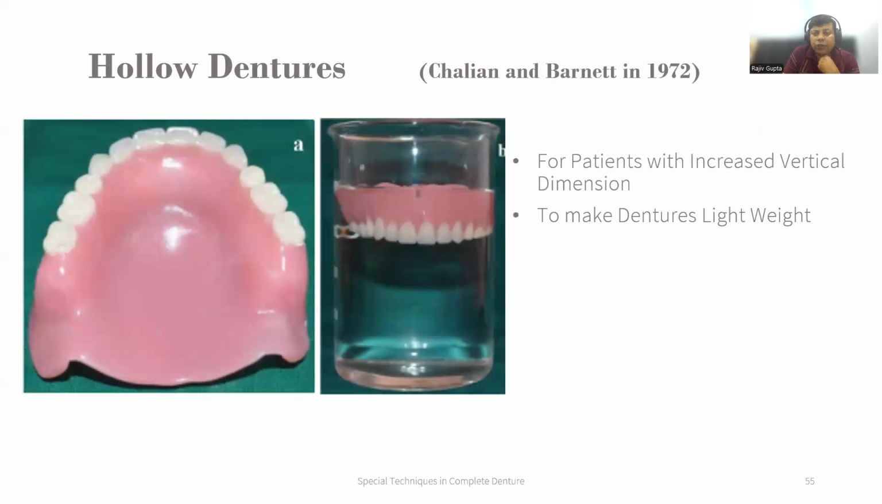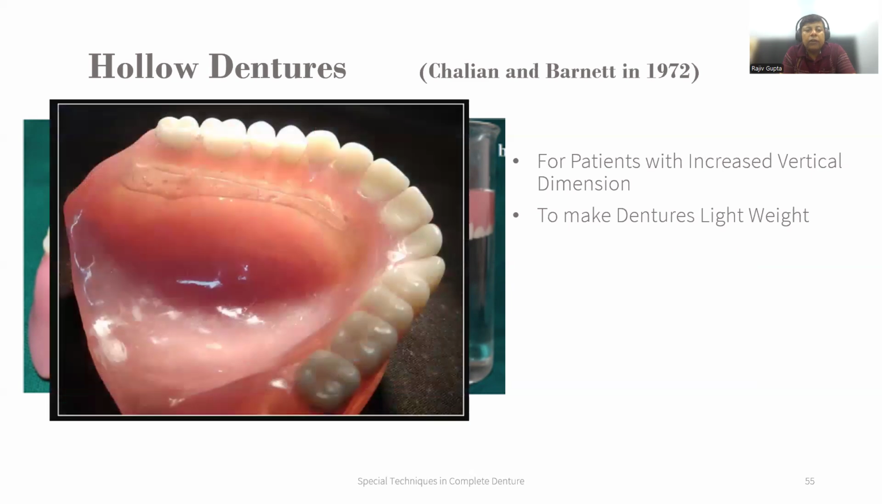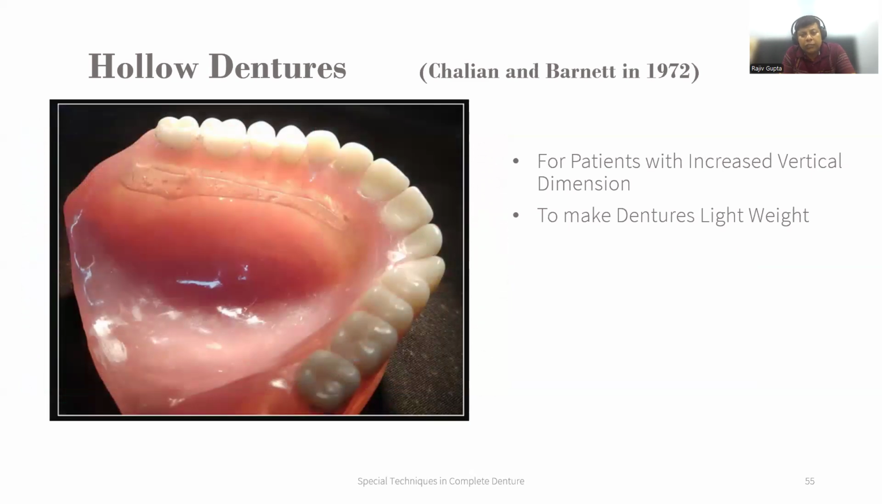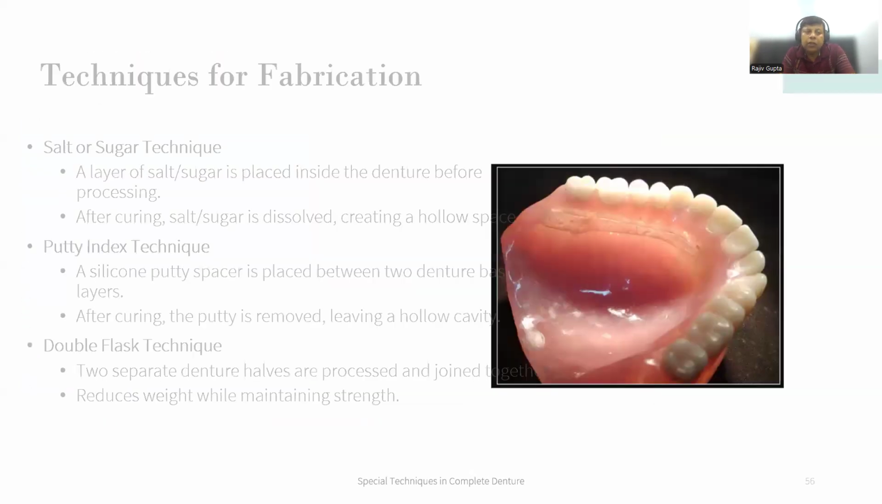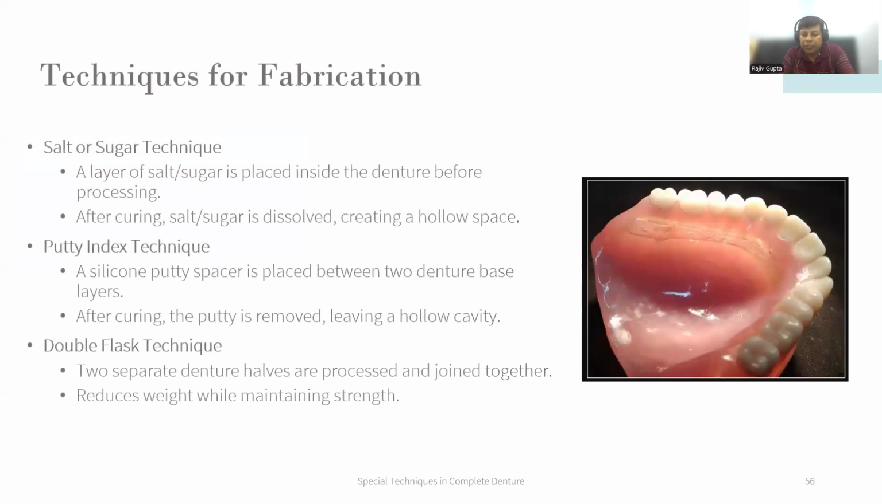Hollow dentures were introduced by Challian and Burnett in 1972. They can be done for a patient in which we have increased vertical dimensions. When we have a very increased vertical dimension, the denture becomes very heavy. So to make it light, we can use this particular hollow denture. This is how your hollow dentures look. There are various methods by which we can actually fabricate a hollow denture.